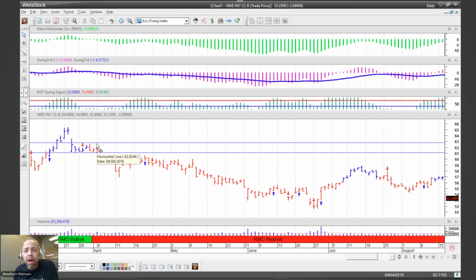So if it goes up above this high, again, I've got a good idea of what my risk is going to be. But if it goes above this high, I'm going to say it's a bad trade. It didn't work out, so I'm going to get out of that trade. On this particular trade, our entry price is $61, our exit price is $62.82. We have an idea of what our risk is. It's a very narrow channel.